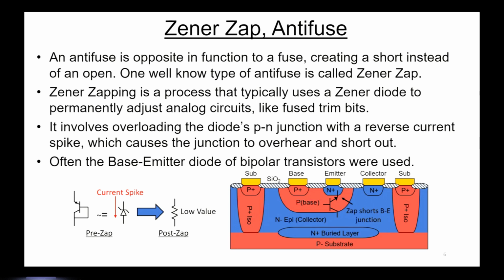The base emitter diode here is pretty much a Zener. It's like a 7-volt breakdown. Well, if you crammed a current spike through that, and that current spike was big enough that you could heat that junction up, you could migrate the metal and short out this diode, causing it to look like a low-value resistor. Here's a cross-section of that bipolar transistor. What you're trying to do is heat this junction up and then take some of this metal and migrate it down through and short the junction out.